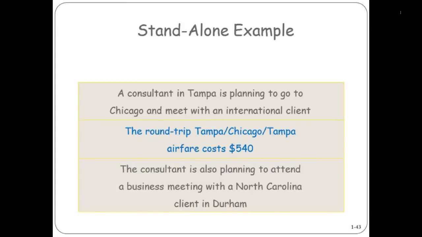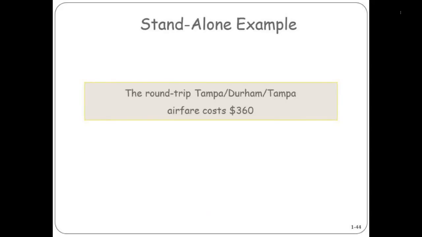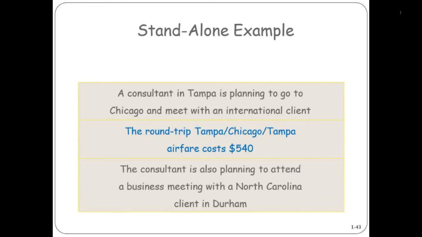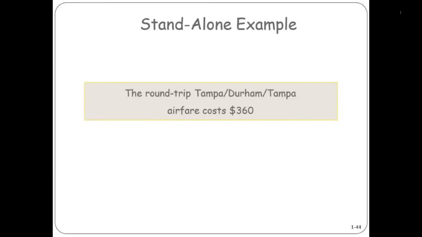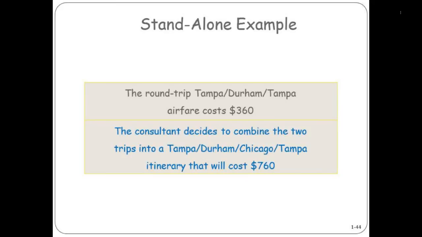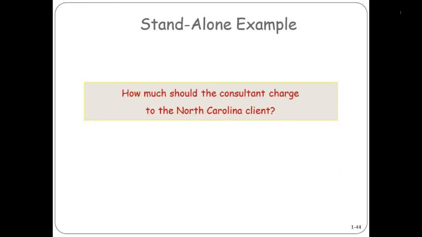Because the consultant is on the road, on the way back, they want to stop in Durham, North Carolina to see a second client. So obviously it'll be Tampa, Chicago, North Carolina, Tampa. There should be a cost savings associated with that. So Tampa, North Carolina was $360 versus $540 for Tampa, Chicago. The entire trip, I guess they go into North Carolina first, doesn't matter, was $760. Less than the total of doing two separate trips, saving the company some money. How would you allocate it?